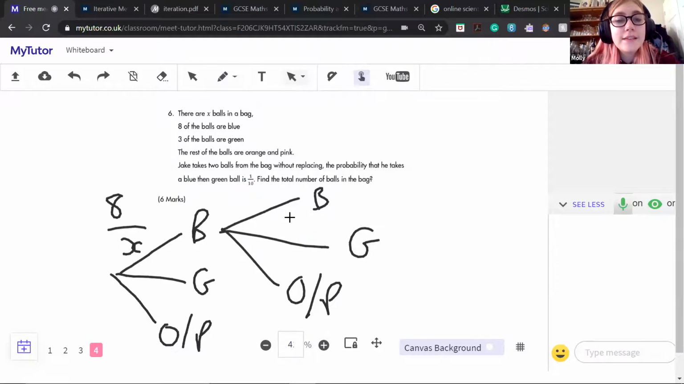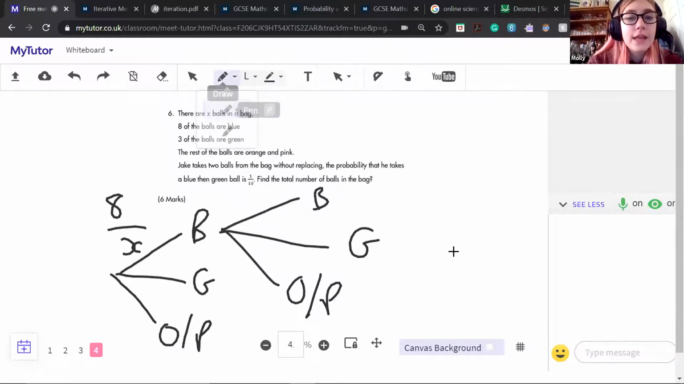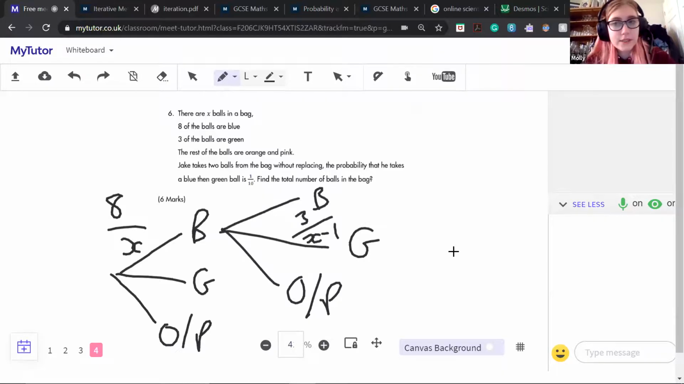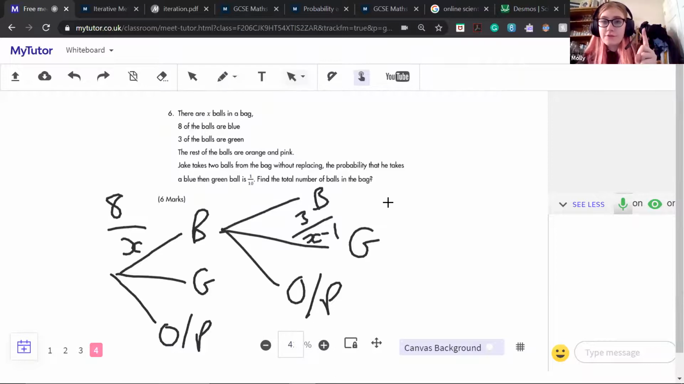So the probability that he draws a green ball is going to be, well, there are still 3 green balls in there because we didn't take one out. But now there are actually x minus 1 balls in there because we've taken a blue ball out. So there's 1 fewer ball than there were before. So there's 3 green balls and x minus 1 actual balls in there.